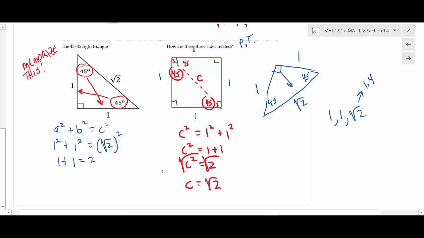And then the ones have to go opposite the equal angles. So that's how you do that. Okay, so what you want to have down on this page is memorize the triangles, understand how they work in the Pythagorean theorem. It's really nice to know where these things come from, too, as a derivation. That's a good exercise for students to do, is derive these things.